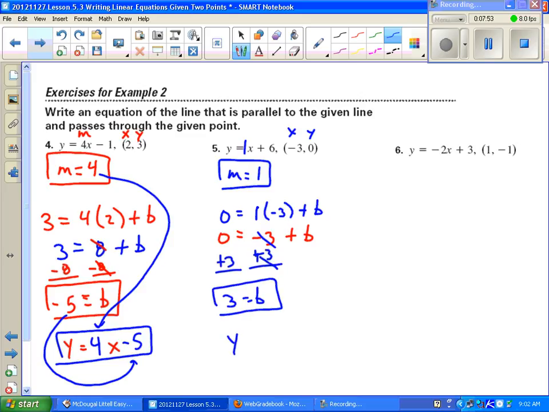So y equals, leave a space and then put your x. Bring down your m value, which was 1. Plug it in right there. So y equals 1x. And then your b value, which is positive 3. Y equals 1x plus 3 can be rewritten as y equals x plus 3. It's not necessary to show the 1.